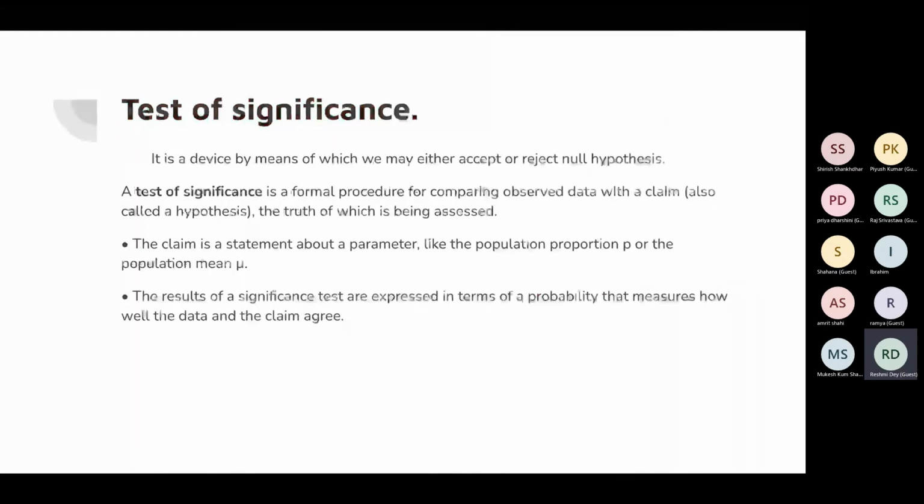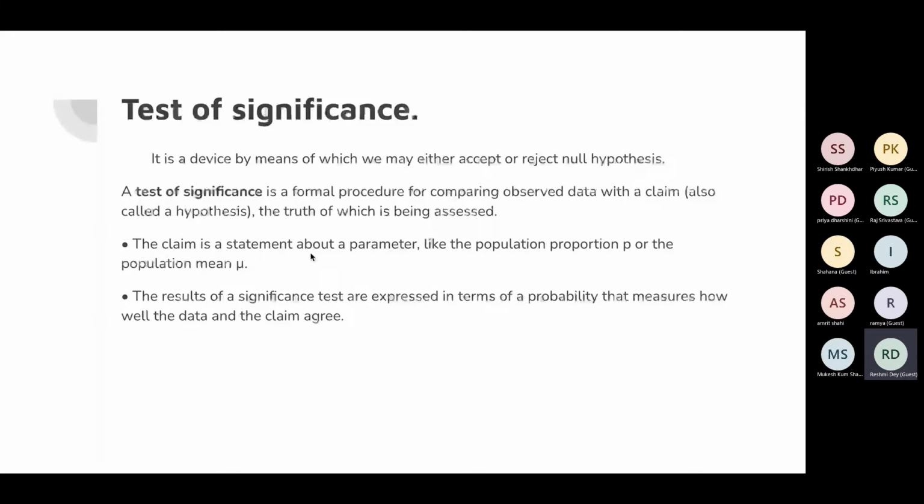Okay, now we come to test of significance. Test of significance is a device by means of which we may either accept or reject our null hypothesis. It's a process of test we perform to find out if we may either accept or reject our null hypothesis. A test of significance is basically a procedure for comparing observed data with a claim, that is a hypothesis. We perform a test on our null hypothesis, that is our claim, and we find out if our claim is true or if our claim is false.